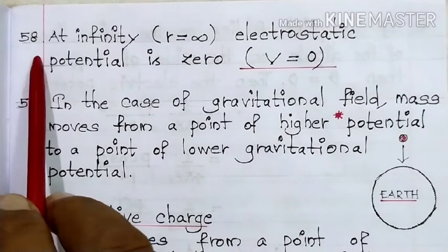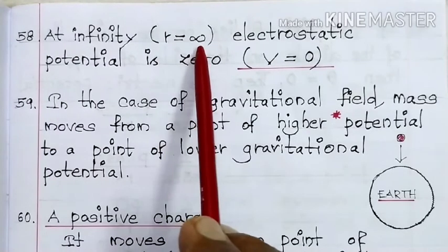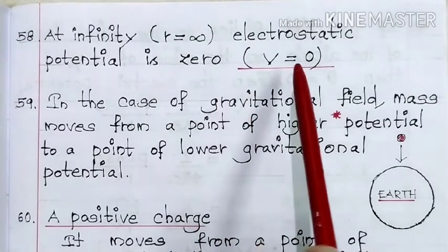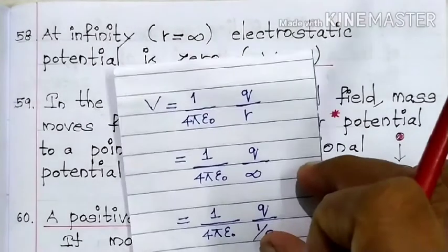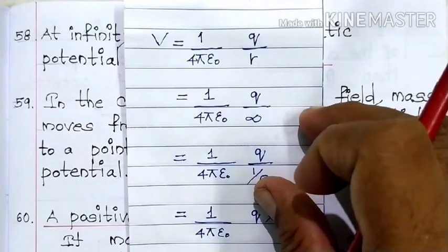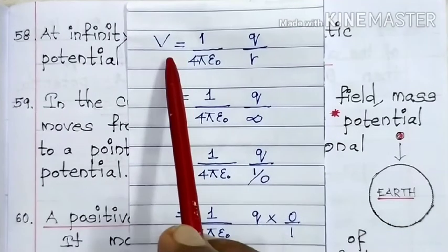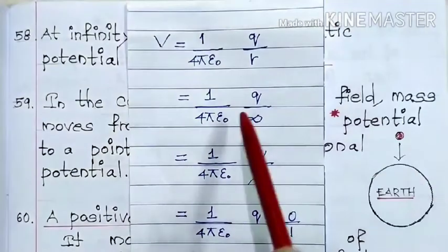Point number 58. At infinity, that is when R is equal to infinity, electrostatic potential is 0, that is V is equal to 0. Now let us see how it becomes 0. Look at this expression. Actually this is the expression for electrostatic potential: V is equal to 1 by 4 pi epsilon naught Q by R.